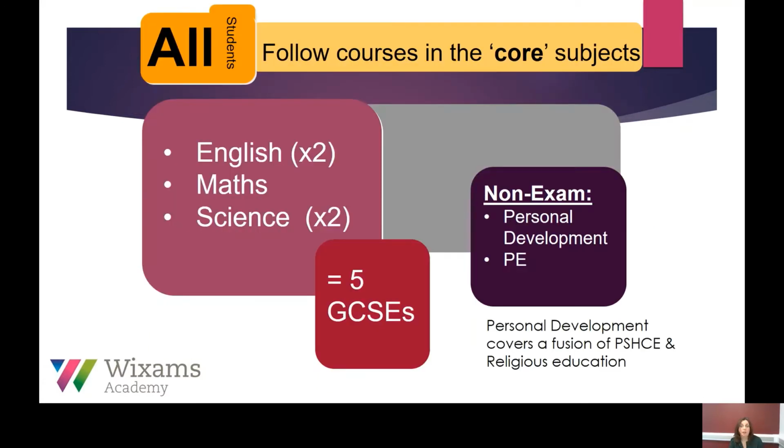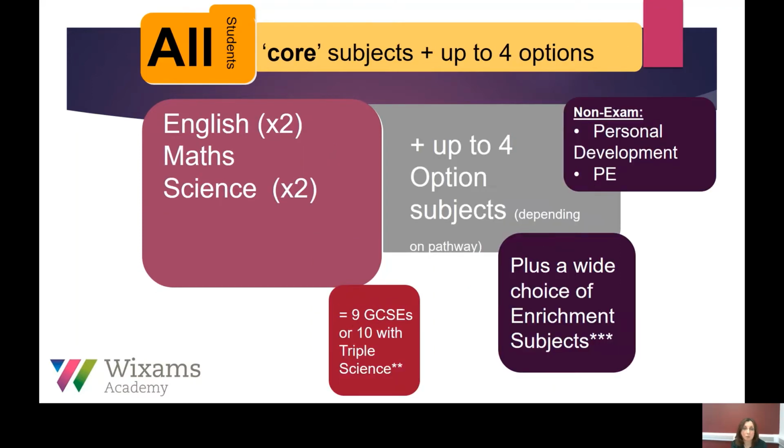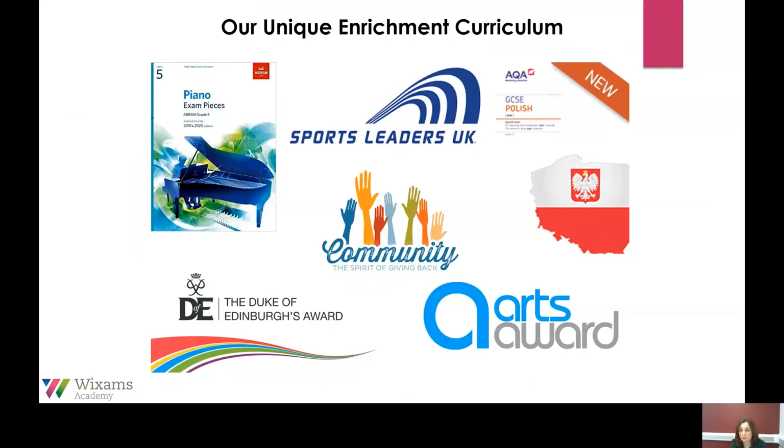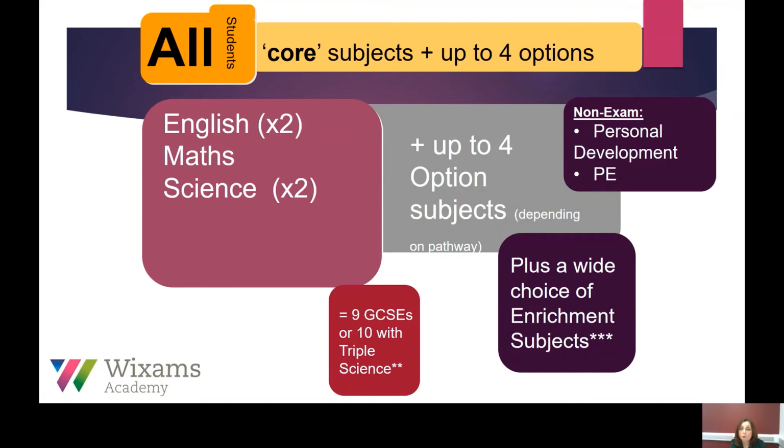So if I have a look at what we offer at Wixams, all students will do at least 5 GCSEs. That is because you do 2 GCSEs in English, one in English language and one in English literature. You have 1 in maths, and you have the option of doing double science, and then some students may do triple science. You then have up to 4 option subjects that you are choosing.